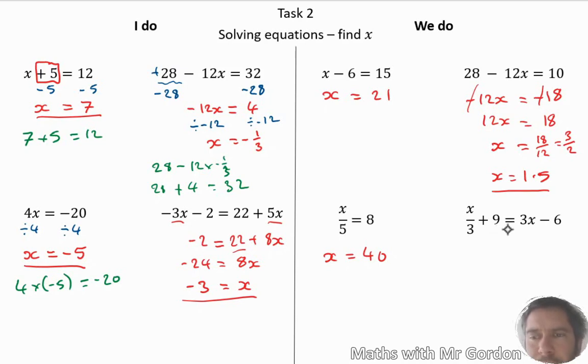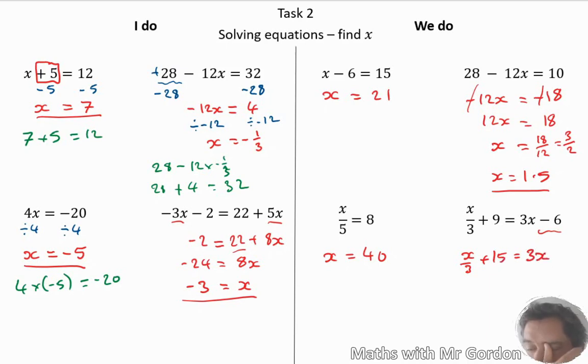And for the final one, again, we want to collect the x's on one side here. Part of the hard part with these questions is to figure out what to do first. So what am I going to do? I'm going to collect the x's on the right-hand side here, but you could choose to do it on the other side as well. I'm going to add 6 to both sides. So let's just start by doing that. So x over 3, add that 6 to the 9. That gives me 15 equals 3x.